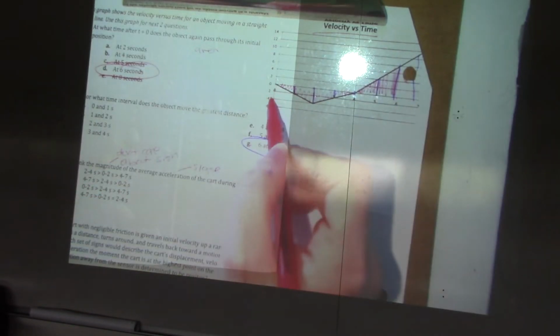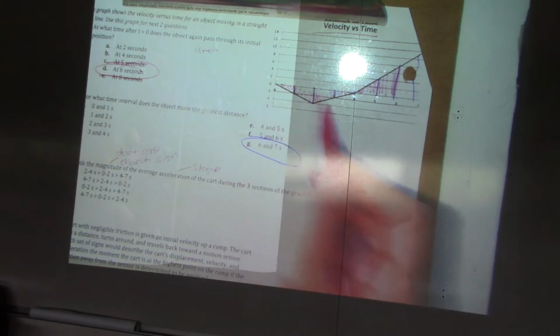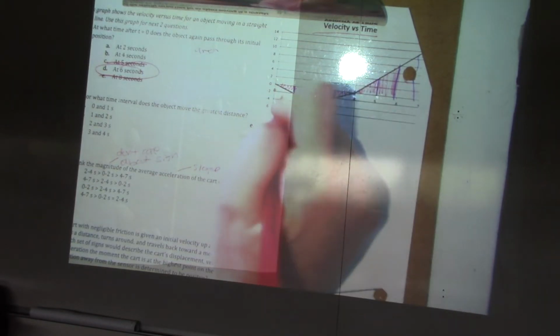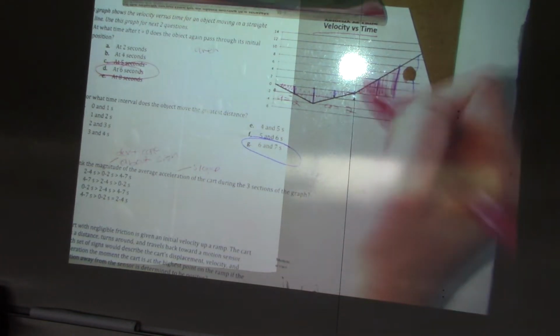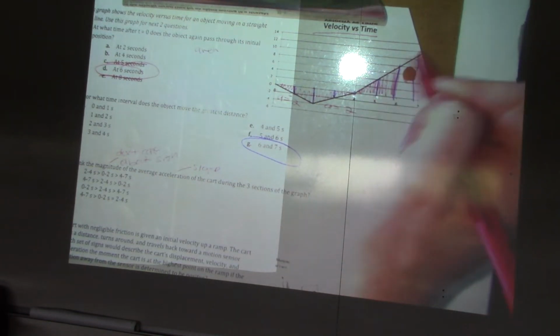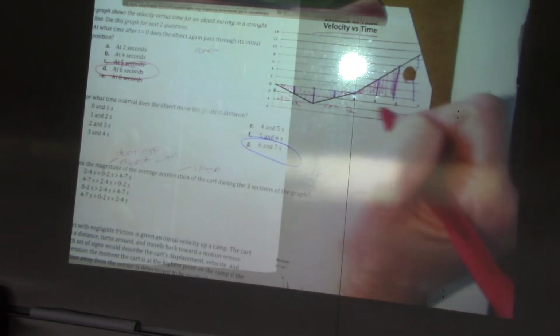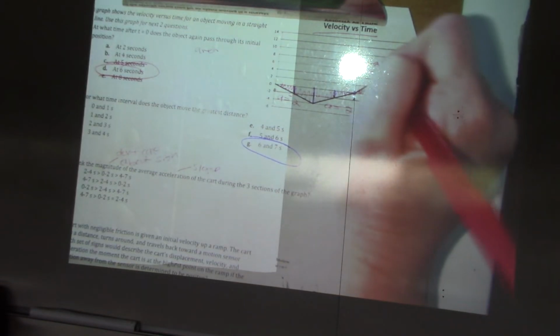Now these 2 are clearly equal to each other because they go down 4 and 2 versus up 4 and 2. So both have an acceleration of 2. It's just this one is negative 2. And then here I'm going up 12 in 3 seconds. This has an acceleration of 4.